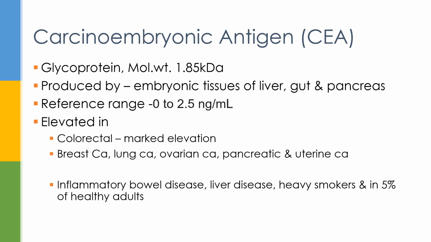Carcinoembryonic antigen, CEA. It is a glycoprotein. The molecular weight is 1.85 kilodaltons. These are produced by embryonic tissues of liver, gut, and pancreas. So we have two embryonic origin tumor markers. One is alpha fetoprotein, the second one is CEA. The reference range is less than 2.5 nanogram per ml.